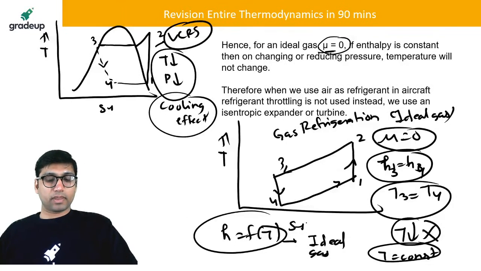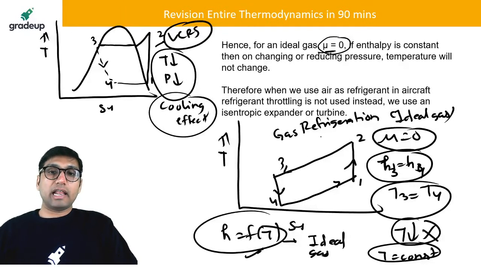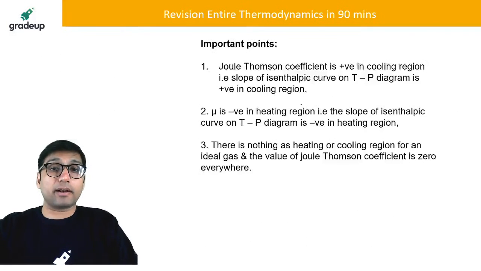Clear सभी को? Is it clear? So that is why we don't use the throttling process for gas refrigeration. We use an expander. So the very important thing is the Joule-Thomson coefficient.